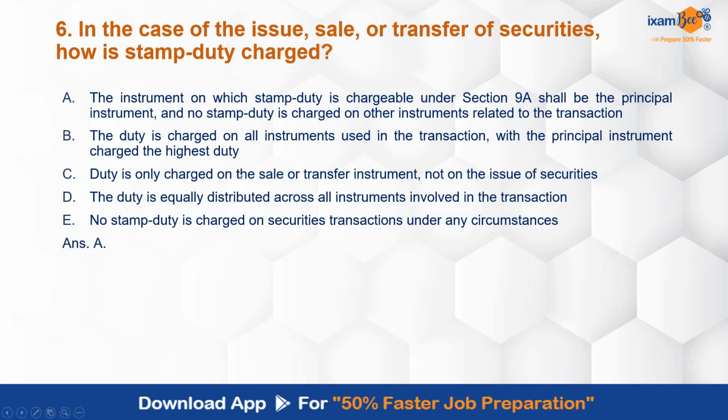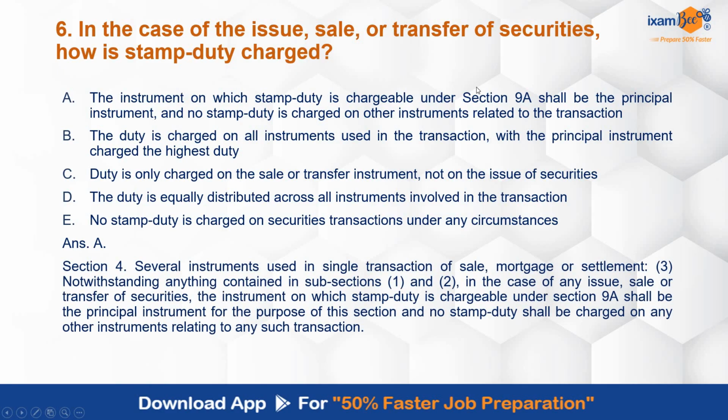Correct answer is A, that the instrument on which stamp duty is chargeable under section 9A shall be the principal instrument, and no stamp duty is charged on any other instruments related to the transaction. Section 4, several instruments used in a single transaction of sale, mortgage or settlement, deals with this.